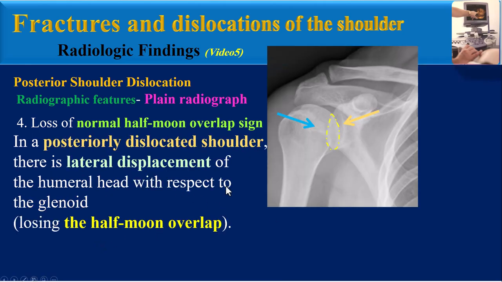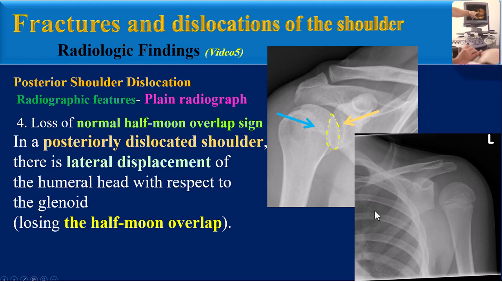But in a posterior dislocated shoulder, there is a lateral displacement of the humeral head with respect to the glenoid, causing the loss of the half-moon overlap sign. As you can see in this image, there is lack of overlap between the glenoid and the humeral head, and the shoulder is rotated such that the humeral head has a light bulb appearance.